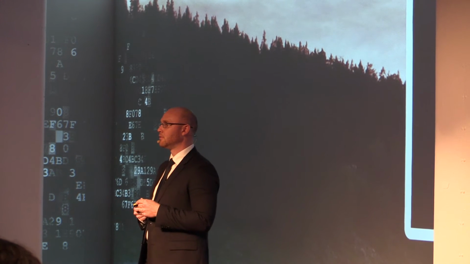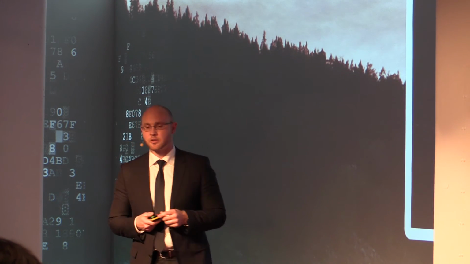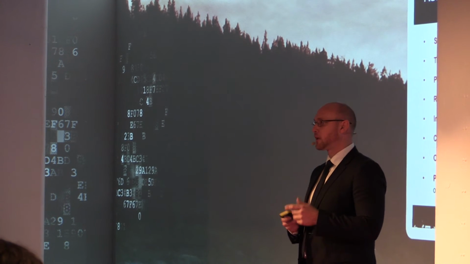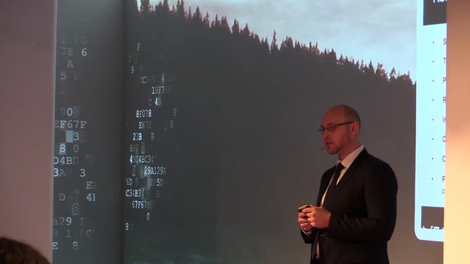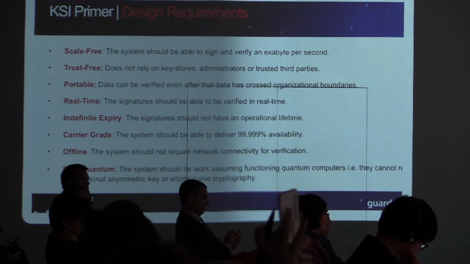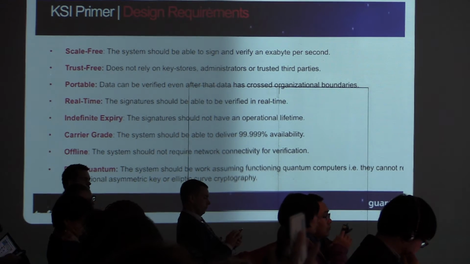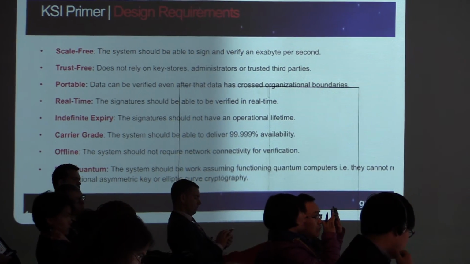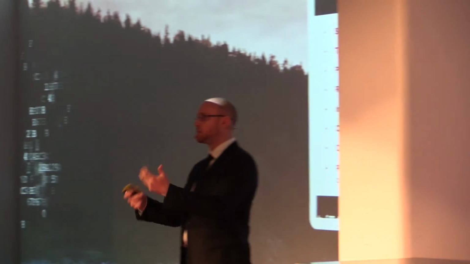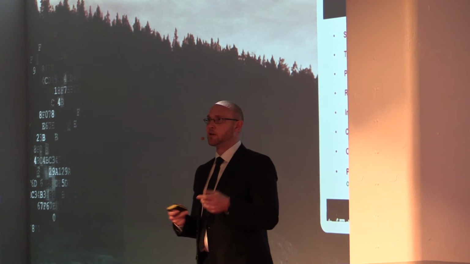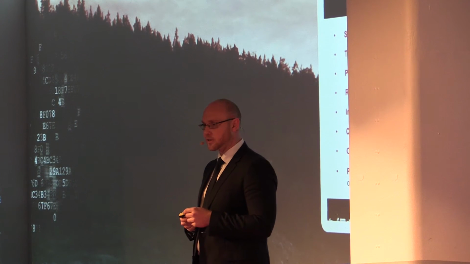There has to be a new level of instrumentation for those assets, and that's what keyless signature infrastructure does. Some of the design requirements early on for KSI that the Estonians basically took to heart is that, one, and this is why this technology actually works at the scales required for cloud computing, you have to have a system that's scale-free. The system should be able to sign and verify an exabyte, and indeed a zettabyte per second. Trust-free, the system shouldn't rely on key stores, those trust anchors, those secrets, which can be compromised and exploited. There should be no secret that actually allows you to manipulate the evidence of a signature.